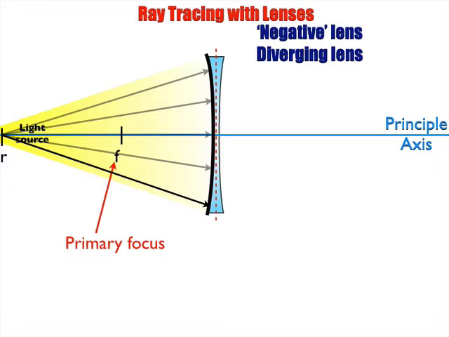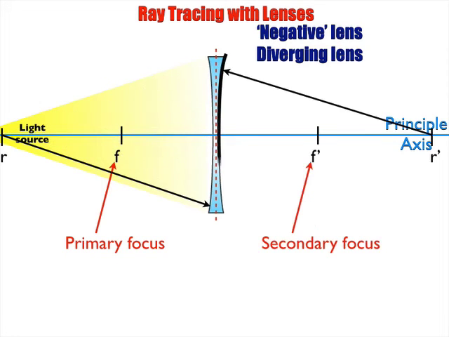So the first side the light hits is the primary side. The radius that made it is the primary radius, and the focus is half the radius, so it's the primary focus. On the other side, the light leaves as the second side of the lens, so we call it the secondary side. It's made by a radius which I'm labeling as r prime, and the focus is half the radius, so I'm calling that the secondary focus. Secondary side, secondary radius, secondary focus.